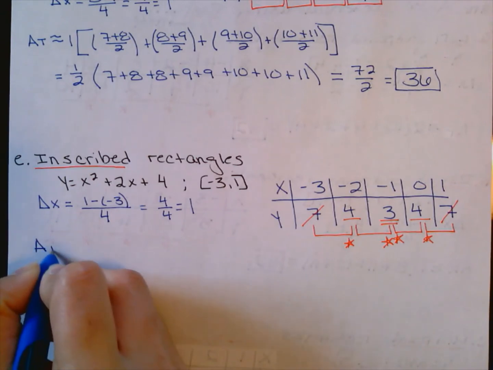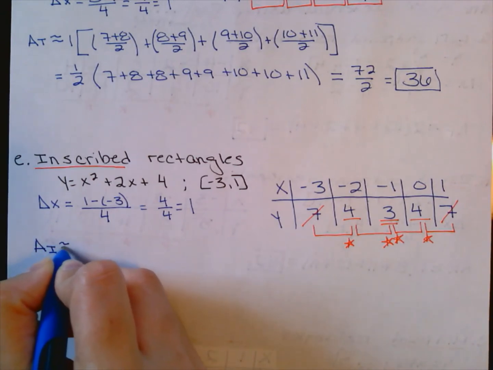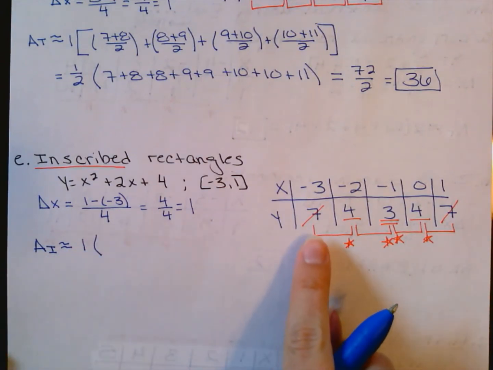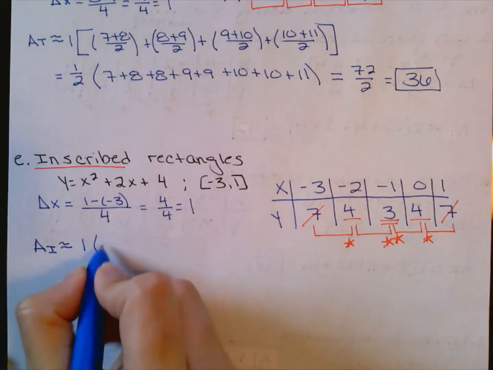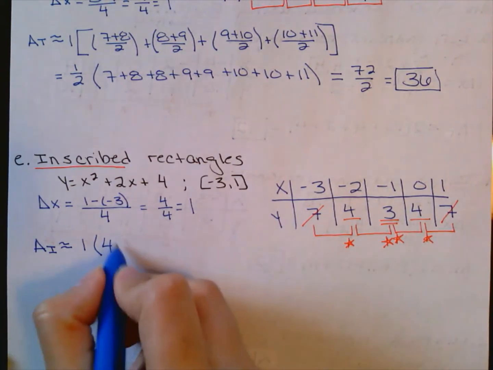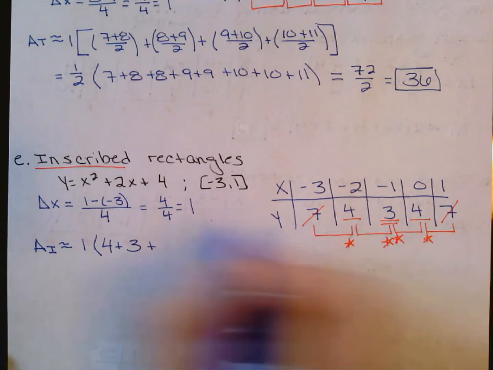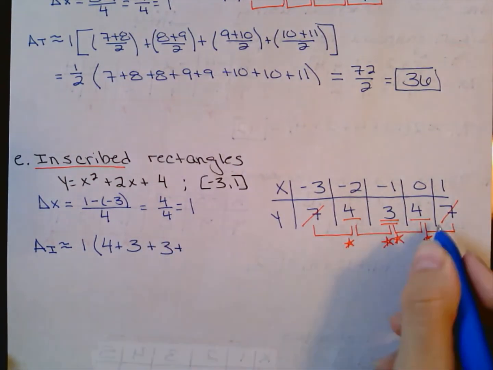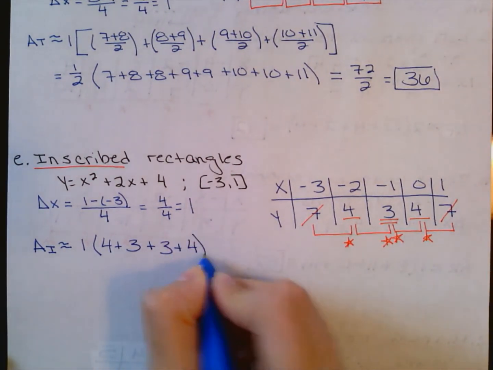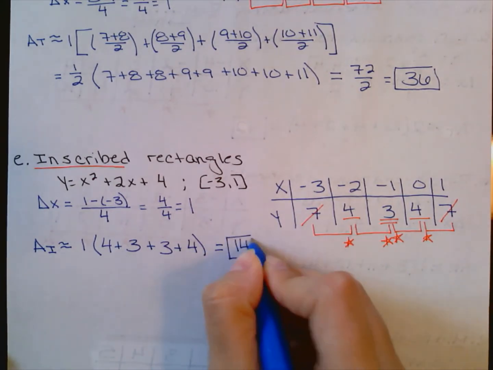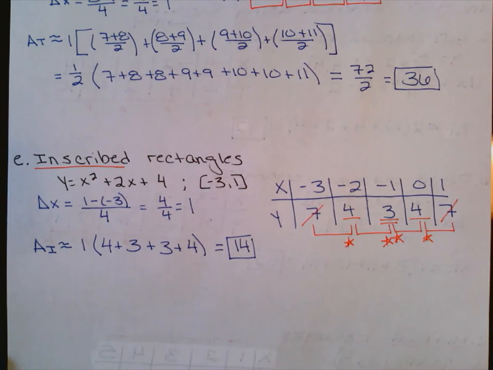So my area, according to inscribed rectangles, estimated is my delta x, which is 1, times all of my heights added. I have 4 for my first one, 3 for my second, 3 for my third, and 4 for my fourth. I add that up and I get 14, which obviously, because it is an inscribed, is an underestimation.